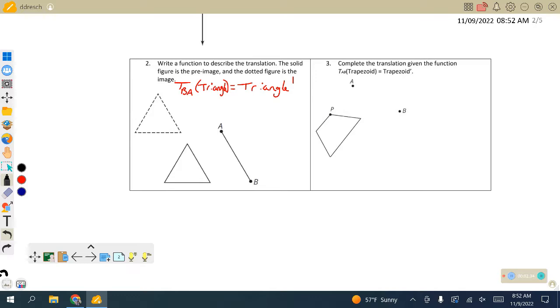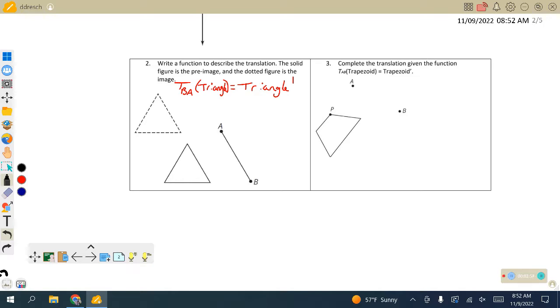If you said AB, then that would have implied that the dashed was there first, the pre-image, and you slid down and to the right. It's all about how it's phrased right there. It does matter in that order of things.